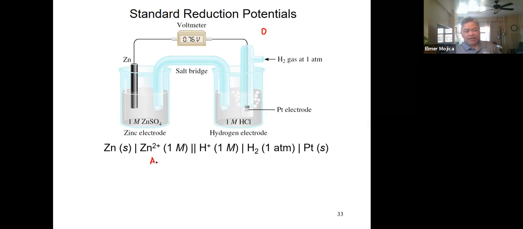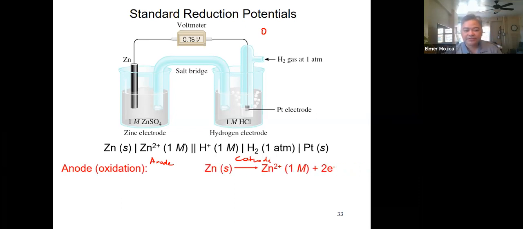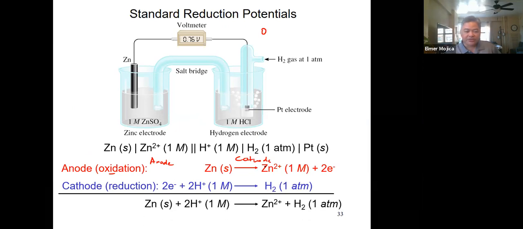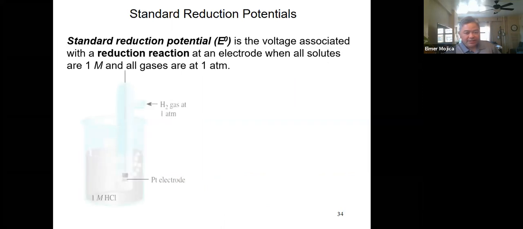Here you will have your anode, and here you will have your cathode. The one that happens in the anode is the oxidation, and that would be zinc producing zinc 2 plus and 2 electrons. The one that happens in the cathode would be hydrogen plus 2 electrons producing hydrogen. For the overall reaction, you just combine what is happening in the anode and the cathode. The only thing that will cancel out is your electrons.